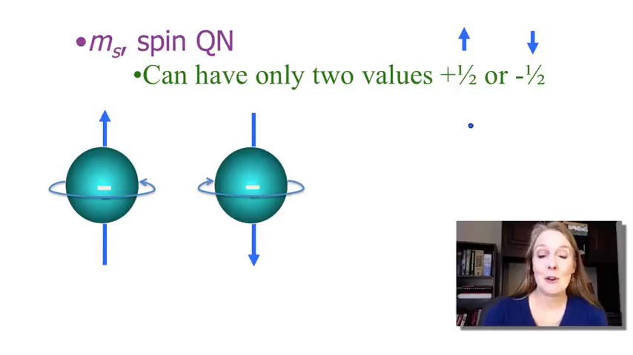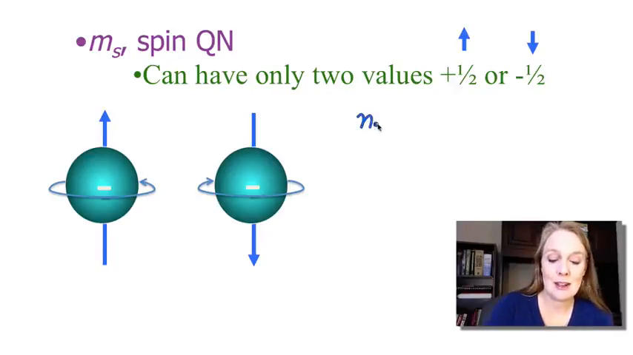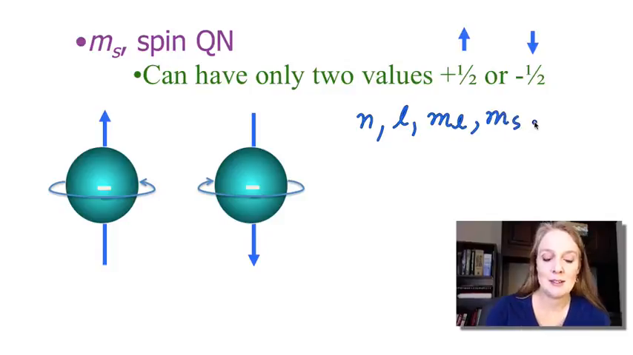So now we have 4 quantum numbers: N, L, ML, and MS. And with those 4 quantum numbers, we can describe any individual electron in an atom.